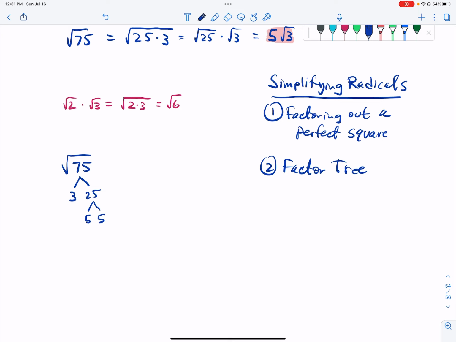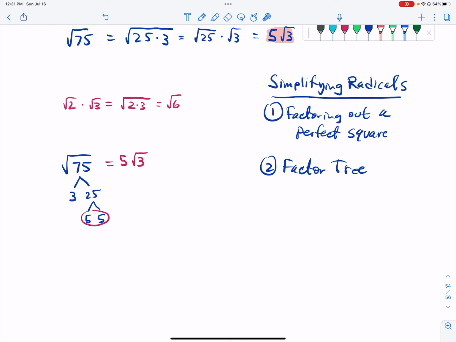Now I have nothing but prime numbers at the bottoms of each one of my branches. In other words, 75 is the same thing as 3 times 5 times 5. And to simplify this radical, I'm going to find pairs of these factors and circle them, and one of those numbers gets to come out of the square root, and everything that doesn't have a partner has to stay on the inside and it gets multiplied. So this 5 will come out, and then the 3 that's all by itself stays in the square root symbol.